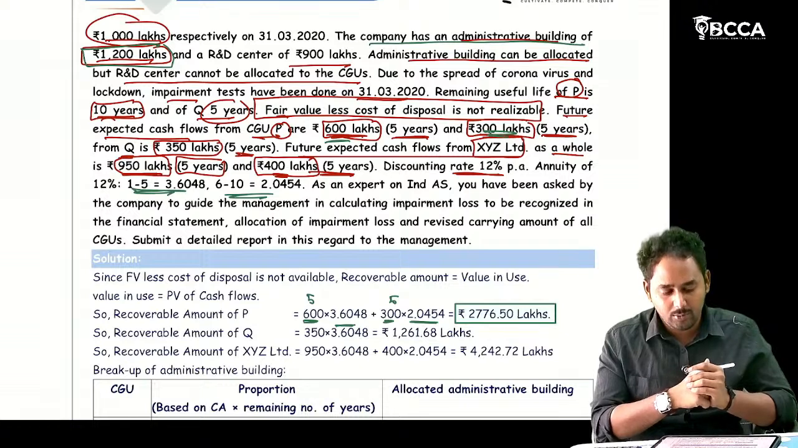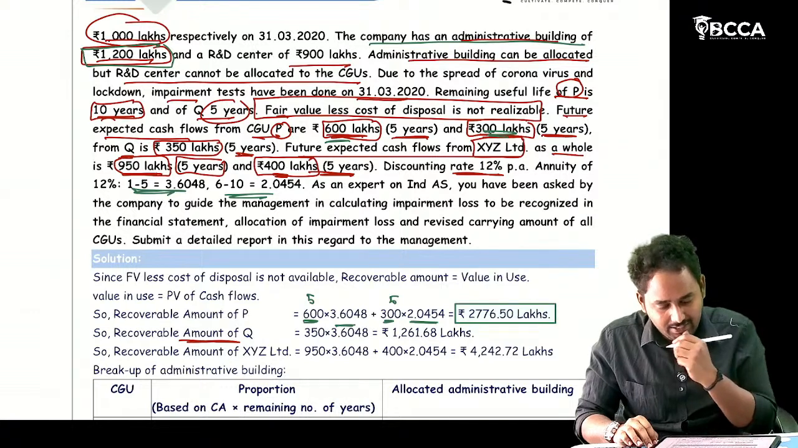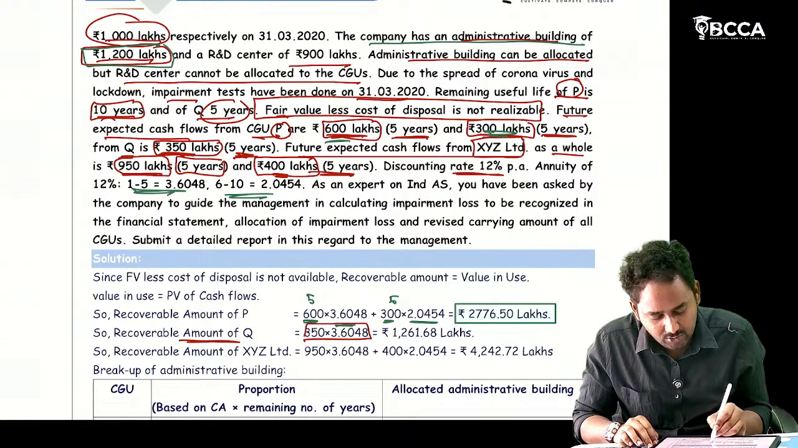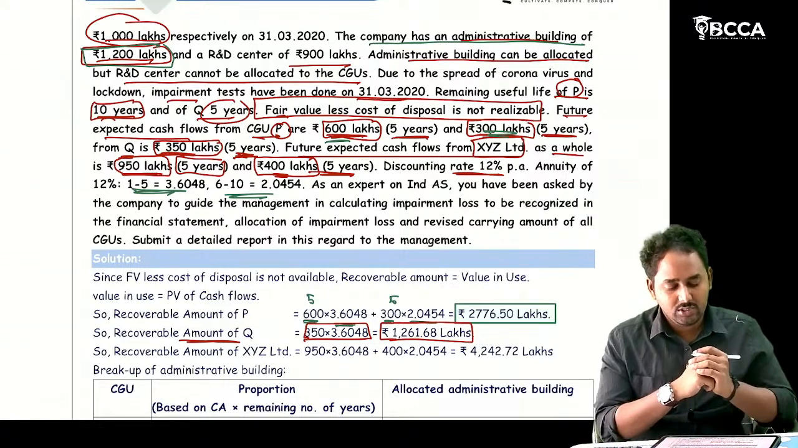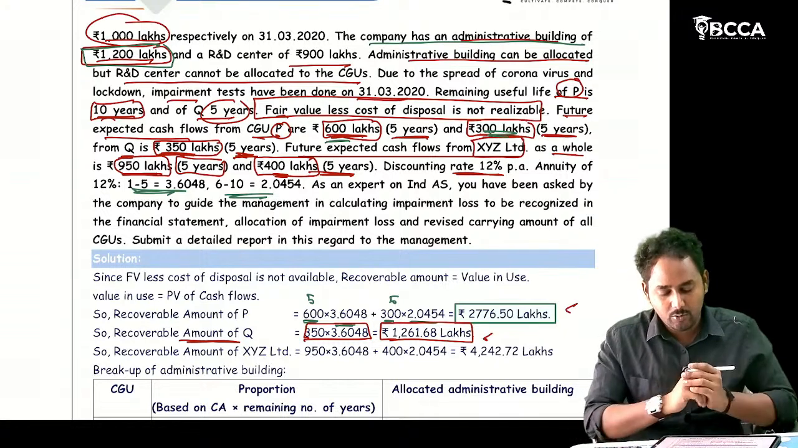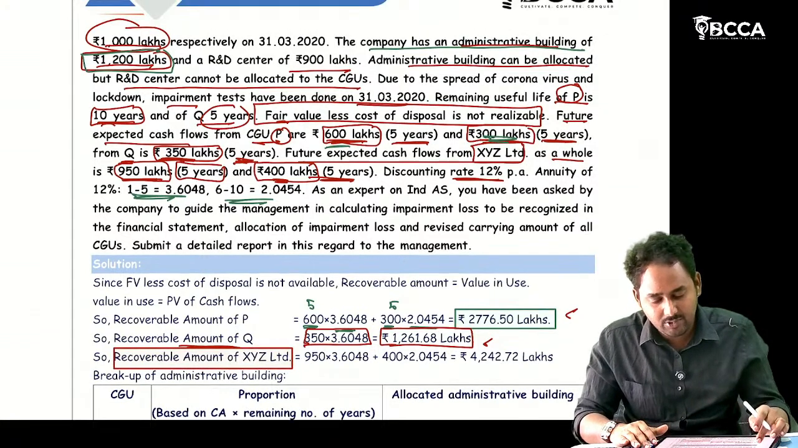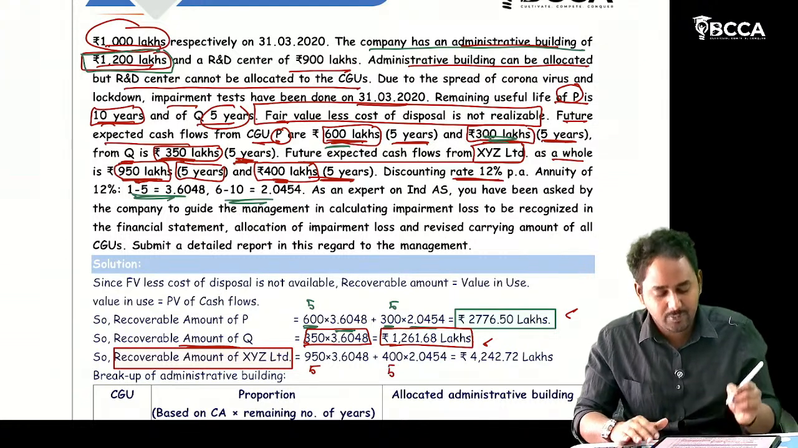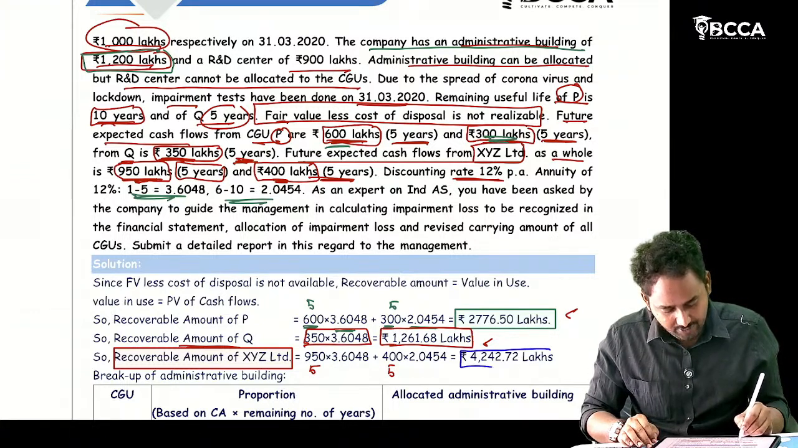Then I got the recoverable amount. And what is the recoverable amount of Q? The cash flows from Q are 350 for 5 years. So 350 into 3.6048 gives 1261.68. This is the recoverable amount of Q. What is the total recoverable amount of the entire XYZ Limited? XYZ Limited is expecting 950 lakhs for 5 years. For the remaining 5 years, we are expecting 400. Then what is the recoverable amount of XYZ Limited?